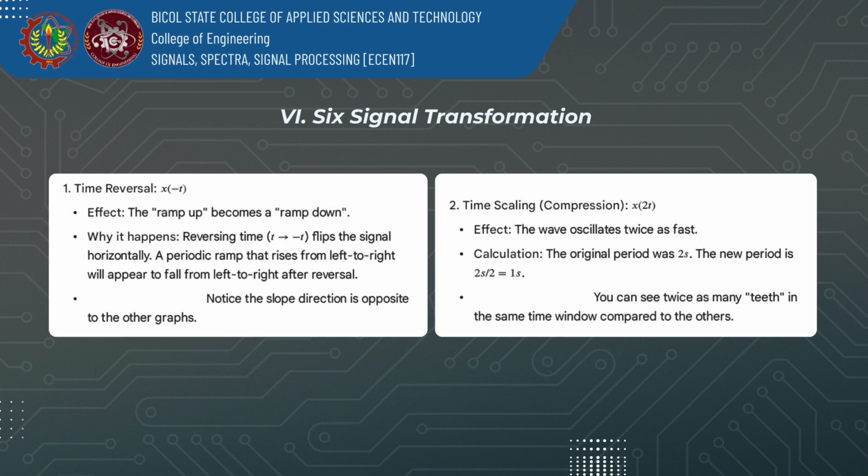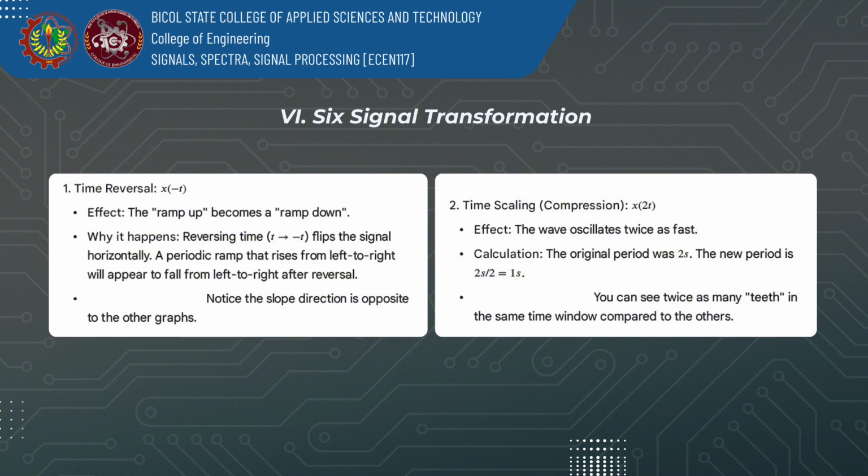Transformation number 1 is time shifting. This is where we shift the signal left or right. In a circuit, this represents a time delay. For a sawtooth wave, shifting changes the phase angle in the Fourier series.